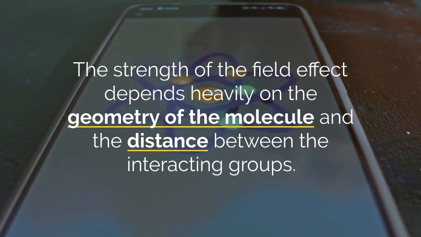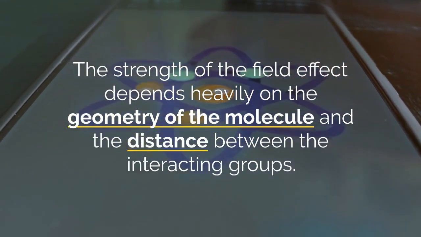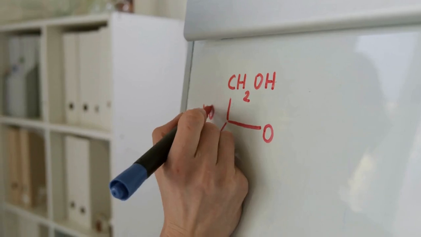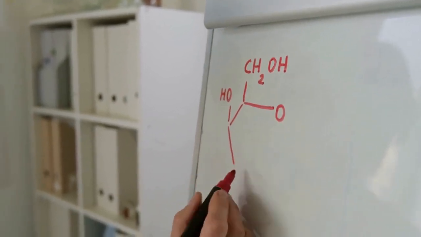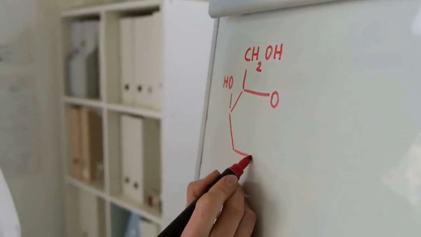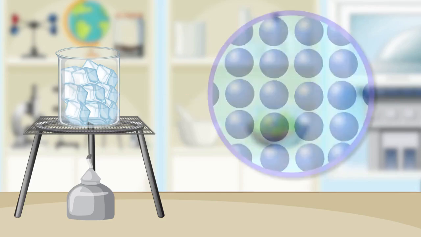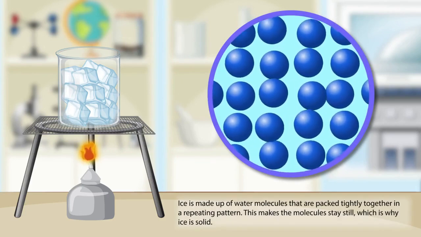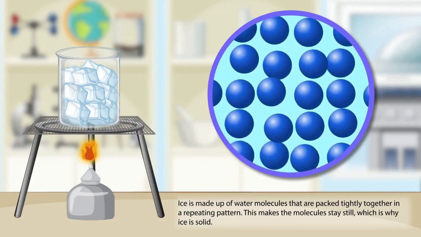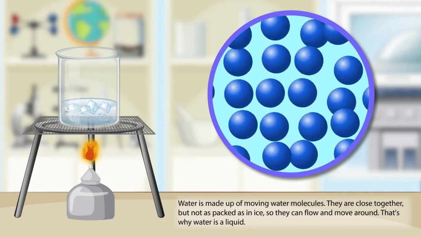The strength of the field effect depends heavily on the geometry of the molecule and the distance between the interacting groups. A perfect example to understand this is comparing the acidity of two isomers, maleic acid and fumaric acid. Both have two carboxylic acid groups. In maleic acid, the two groups are on the same side of a double bond, so they are close together. In fumaric acid, they are on opposite sides, so they are far apart.